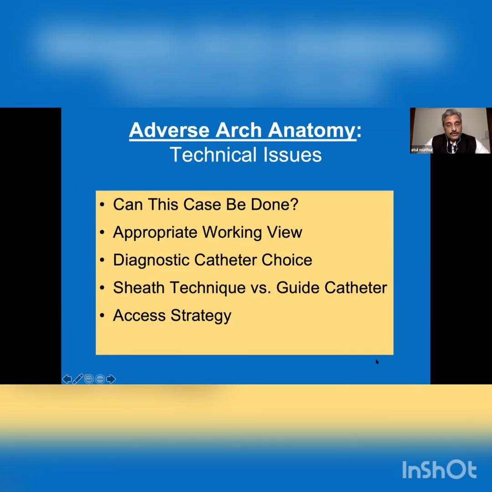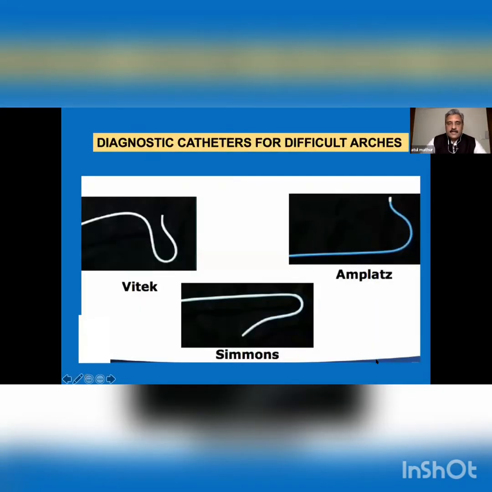Appropriate working views where you will be able to best delineate the origin of the common carotid vessels, open up the arch properly, and how to perform your procedures. What would be your diagnostic catheters of choice? Whether you would like to go with a sheath or with the use of a guiding catheter. And finally, most importantly, what will be your access strategy.